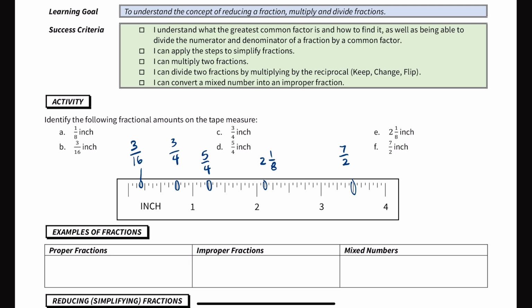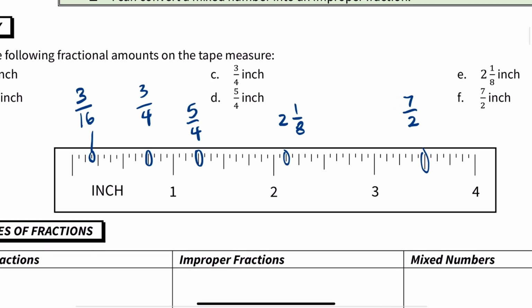So here are the answers to this activity so you can check your work. Okay, so just remember that for the first inch, you've got the tick marks dividing the first inch into 16 parts. So 3/16 would just be counting 1, 2, 3, the third one there.